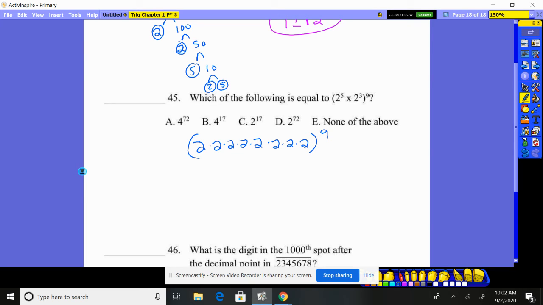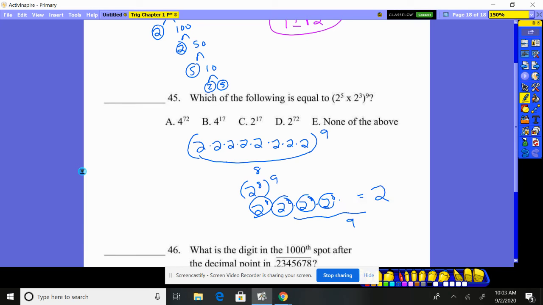So how many 2's do we have in here? We have 5, 6, we have 8 inside there. We have 8 of those. So we have 2 to the 8th, and then we're going to raise it to the 9th. In other words, we're going to have a 2 to the 8th times another one, times another one, out 9 times. So if you have 8 here, and 8 here, 9 times, you're going to have 72 of those 2's.